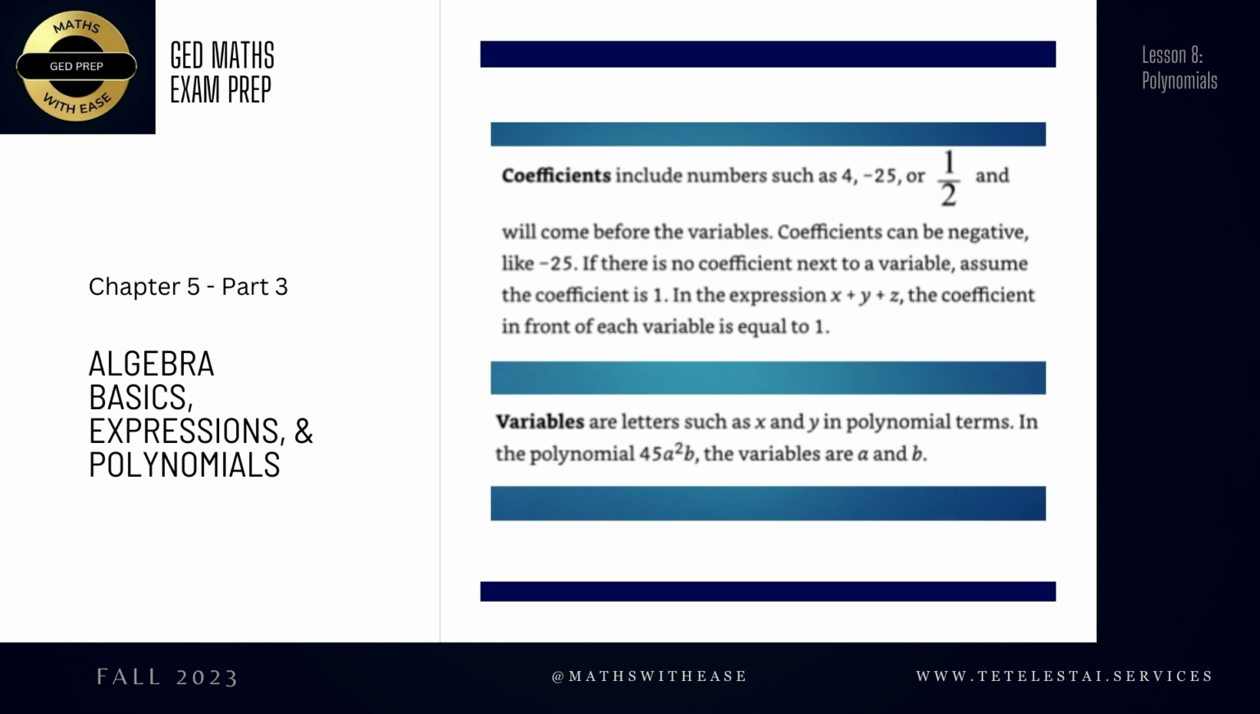Variables are letters such as x and y in polynomial terms. In the polynomial 45a squared b, the variables are a and b.